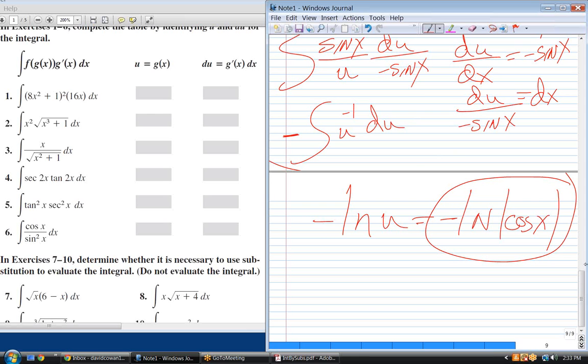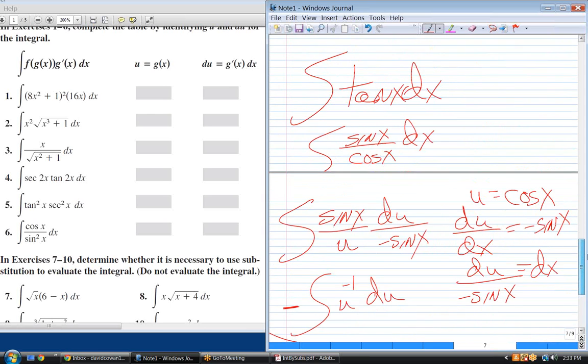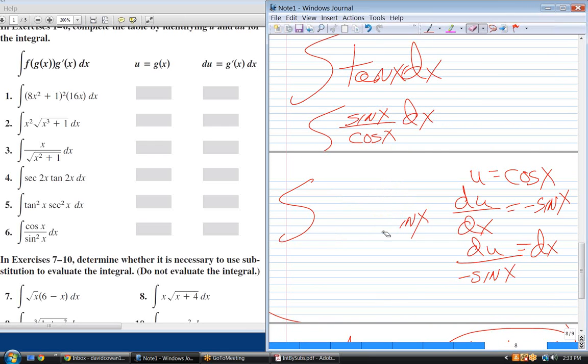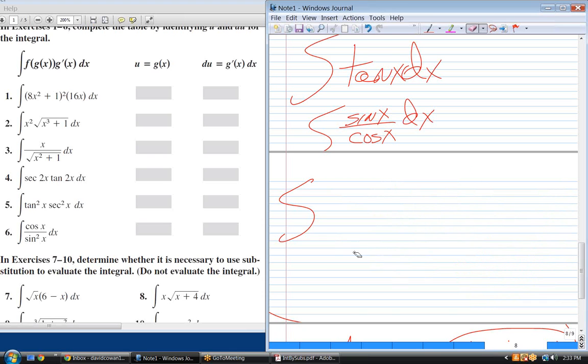Now, let's examine this problem a little bit, because this is not that easy to determine. It's not always easy to figure out what you're going to let u equal here. Could we have let u equal the top, sine x? Let's see what happens if we would have tried letting u equal sine x.